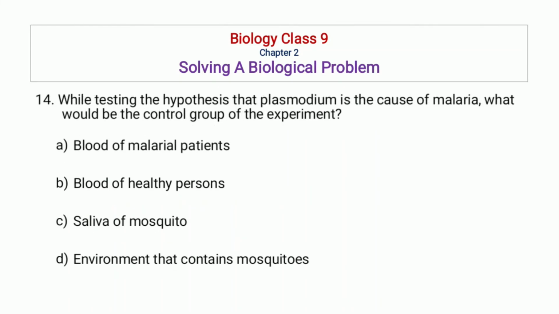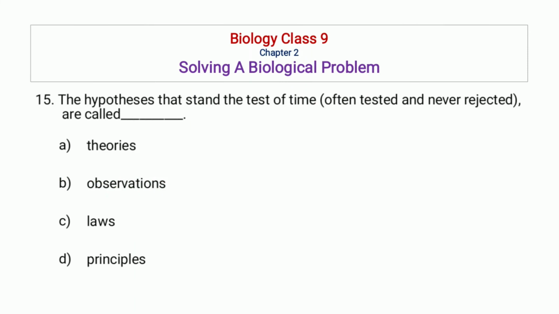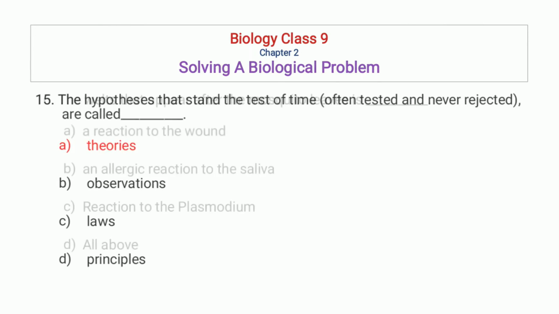While testing the hypothesis that Plasmodium is the cause of malaria, what would be the control group of the experiment? Blood of malarial patients, blood of healthy persons, saliva of mosquito, environment that contains mosquitoes. The correct option is blood of healthy persons. The hypotheses that stand the test of time, often tested and never rejected, are called: theories, observations, laws, principles. The correct option is theories.